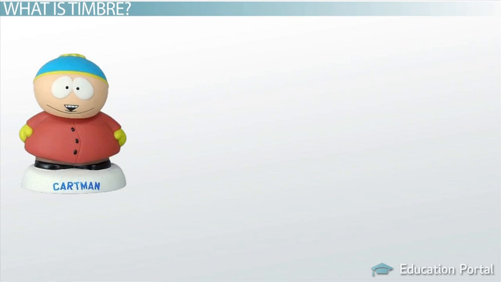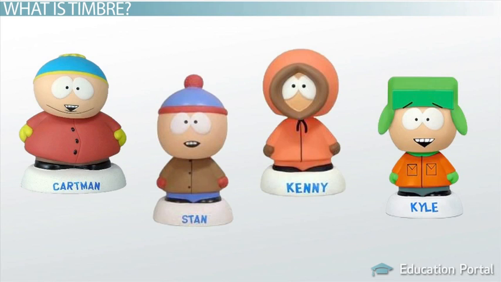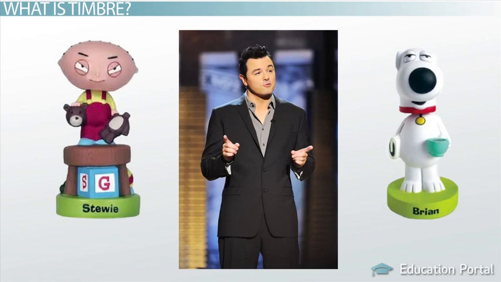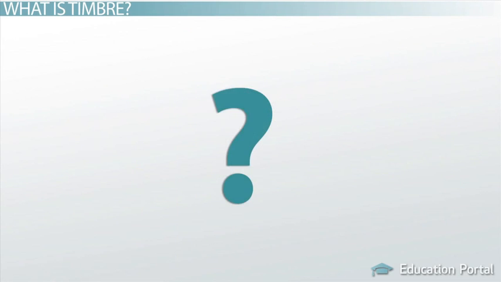In the cartoon South Park, we can clearly distinguish between the four boys' voices because of their distinct qualities. Similarly, Family Guy's Brian and Stewie are easily identified from one another, even though they are voiced by the same actor. Why is this? How can an instrument or voice change timbre? How do composers use timbre to express their ideas?